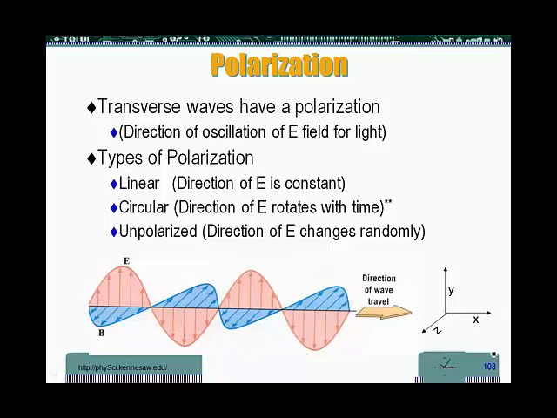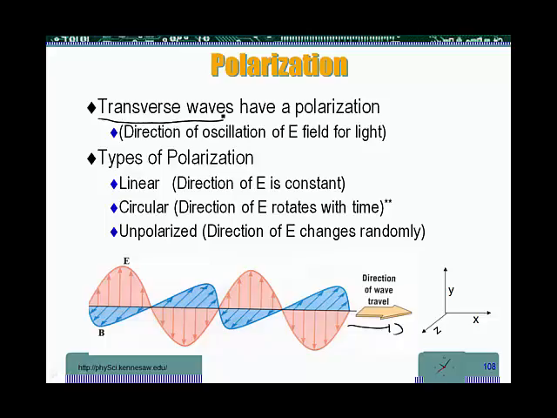Okay, remember that light or an electromagnetic wave is a transverse wave with the electrical field oscillating in one direction, the magnetic field oscillating in the perpendicular direction, and the wave propagating or traveling in the perpendicular direction to both E and B. Again, so that's a transverse wave.